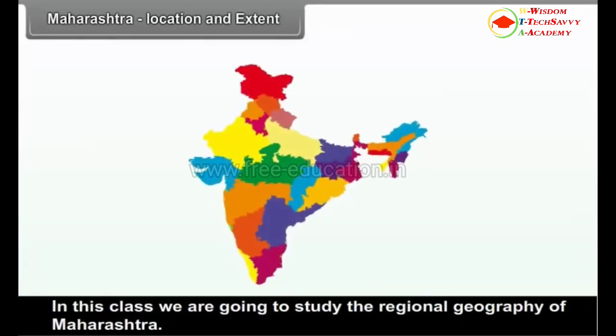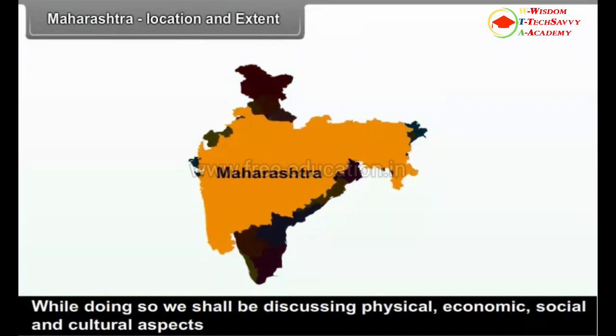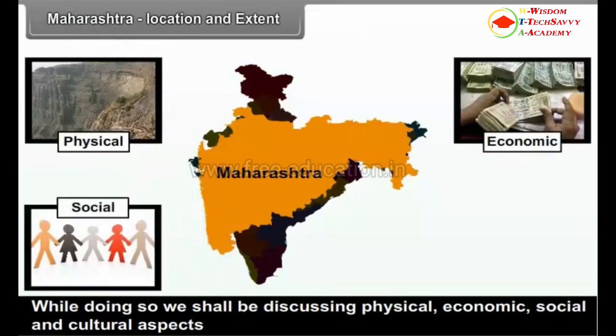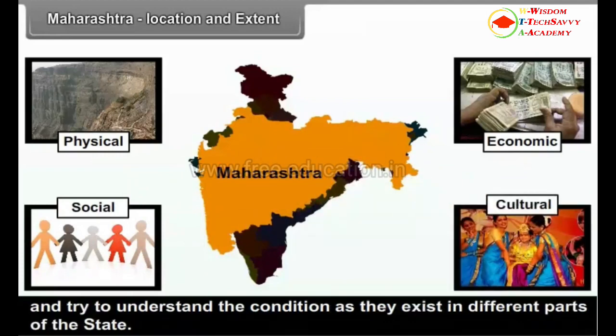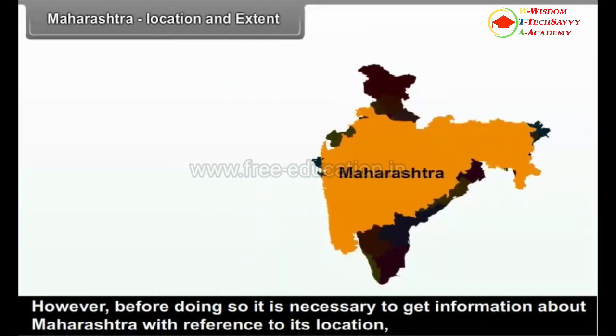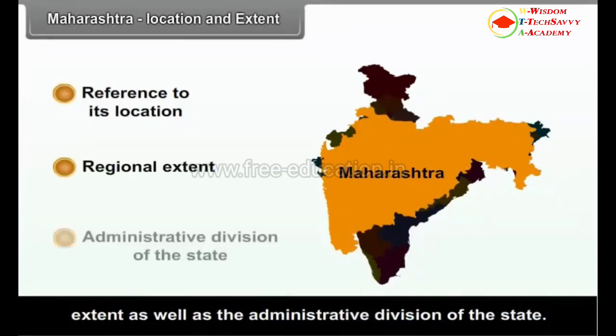In this class, we are going to study the regional geography of Maharashtra. While doing so, we shall be discussing physical, economic, social, and cultural aspects and try to understand the conditions as they exist in different parts of the state. However, before doing so, it is necessary to get information about Maharashtra with reference to its location, extent as well as the administrative divisions of the state.